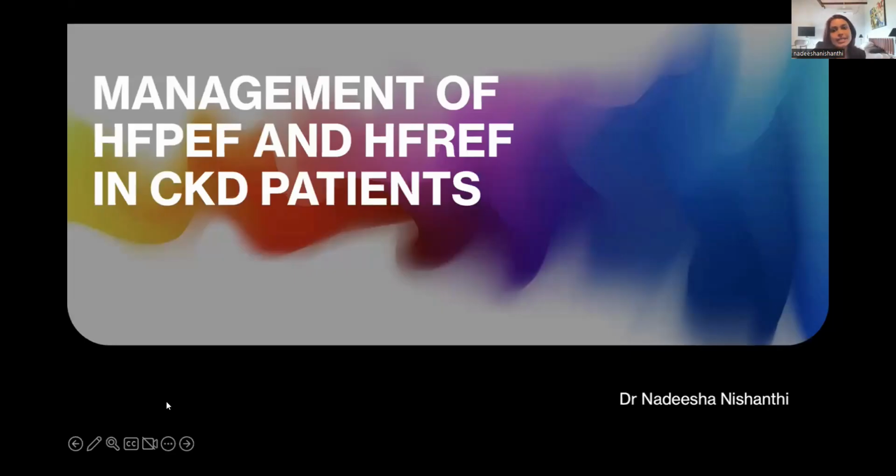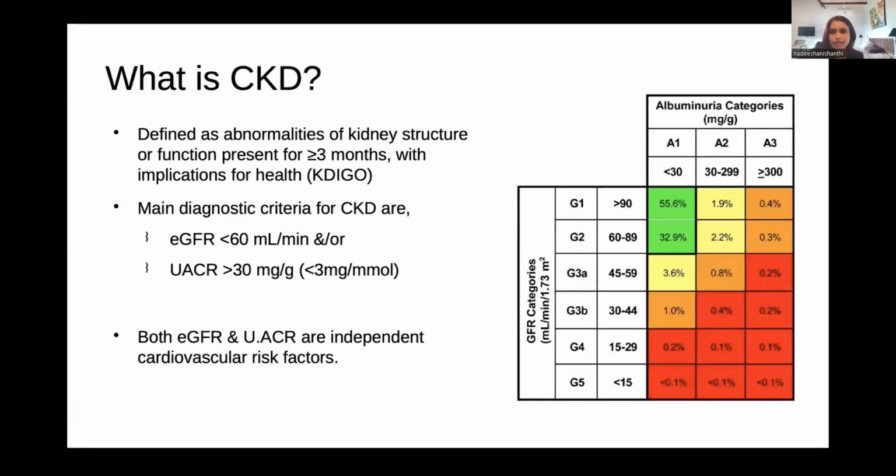So my topic today is management of heart failure, HFpEF and HFrEF, in chronic kidney disease patients. Can you see this graph? This is very important. How do you define chronic kidney disease? If the eGFR is less than 60 and/or UACR more than 30 milligram per gram, persistent for more than 3 months, we call it chronic kidney disease. And both eGFR and UACR are independent cardiovascular risk factors.